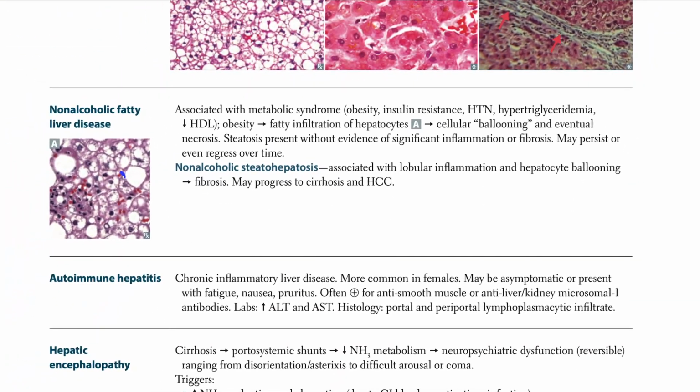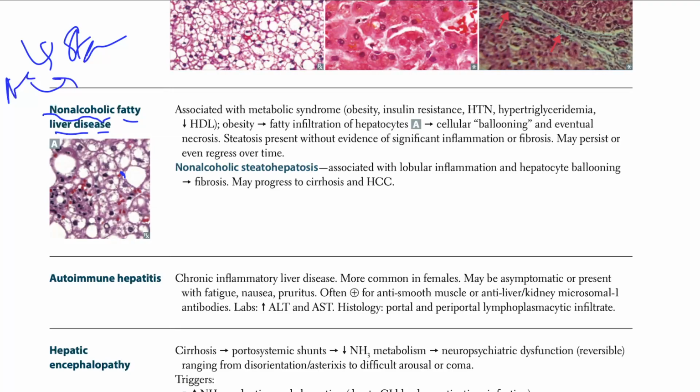Now let's talk about non-alcoholic. That was steatosis because of alcohol, right? And the other steatosis we looked at was due to aspirin. But now they're saying non-alcoholic. The patient is not taking any alcohol, and you have fatty liver disease. Okay.